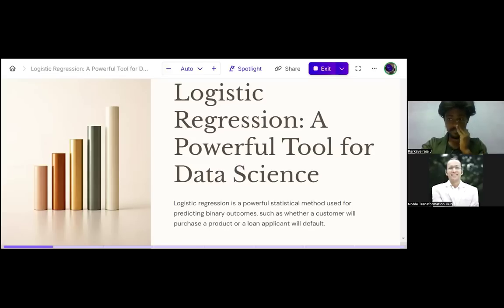See, each algorithm model has its specific purpose, to solve specific problems. Logistic regression works on predicting binary outcomes. That is its first special characteristic, along with predicting whether a customer will purchase a product or a loan applicant will default. So these are the characteristics of logistic regression. Let's move to the next slide.